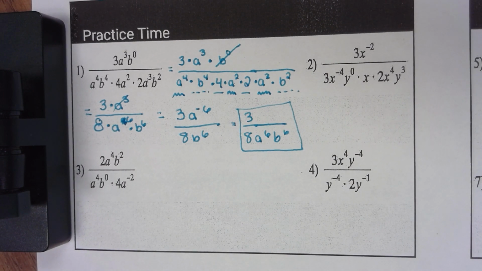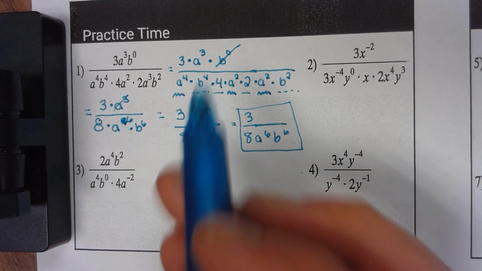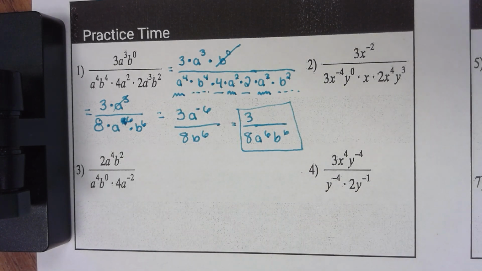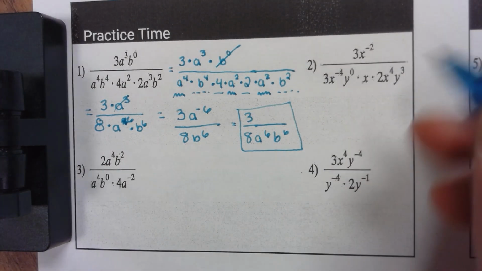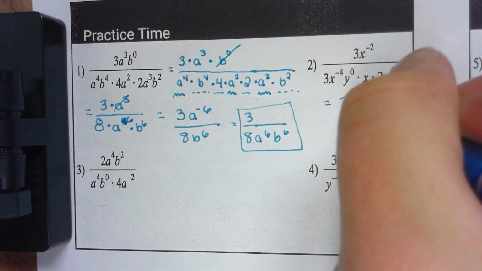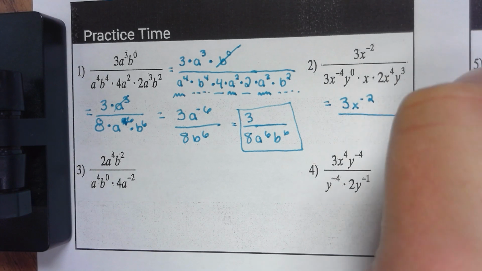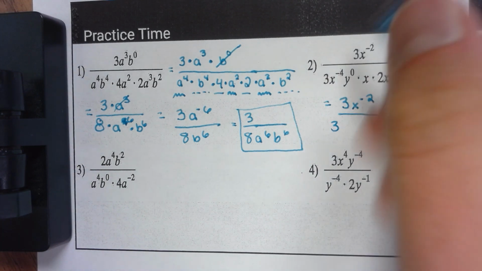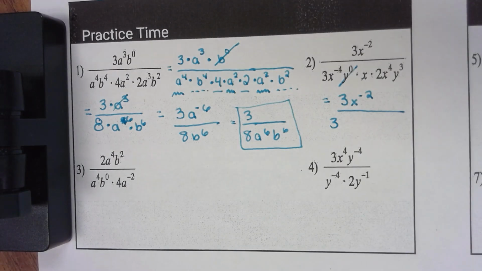Okay, let's do number 2, and we'll just do this in a little bit quicker manner. I'm not going to write out all the multiplying. We'll just see what things we can simplify right off the bat. The numerator, there's nothing more that I can simplify there, so I'm going to leave that the exact same: 3x to the negative 2. The denominator, I have a 3 still. Any to the power of 0 is 1. I'm going to get rid of that.